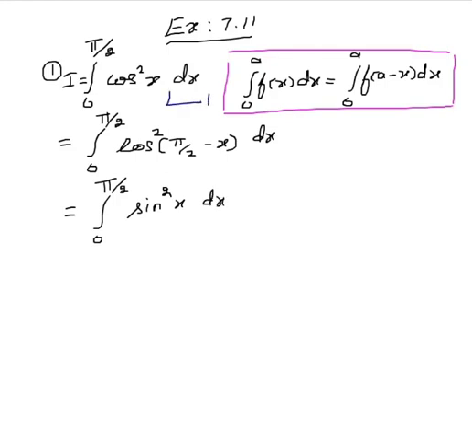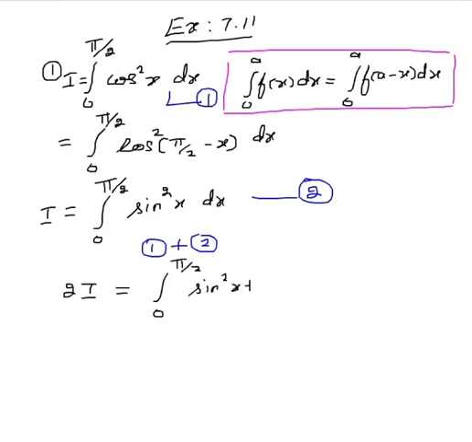Now let us take this as first equation, this as second. We will add them. This is also I. So the left hand side becomes 2I. Integral 0 to pi by 2 sine square x plus cos square x. I can add the integrands because the limits are same for both, and use the identity. I is equal to half into integral 0 to pi by 2 sine square x plus cos square x is 1. See how easy the integration has become.